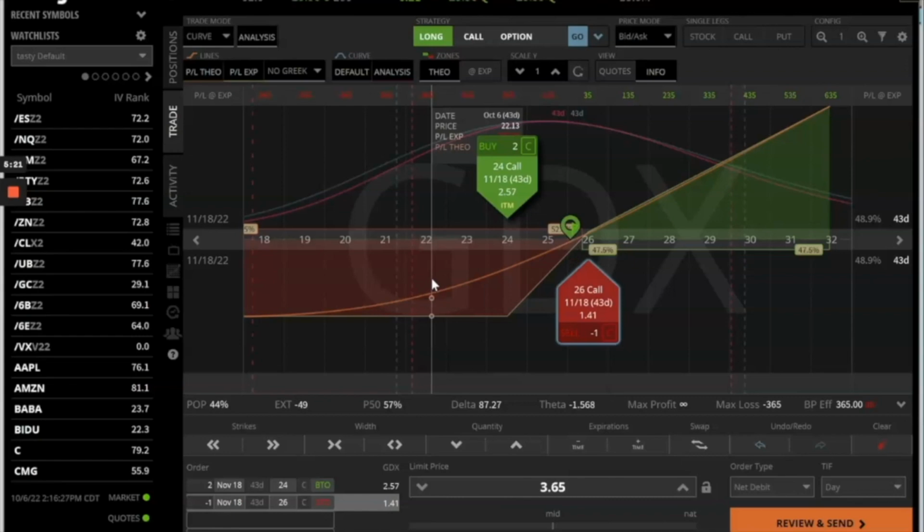If GDX does get into that entry zone, we'll be following up on this trade idea over following weeks for our members.